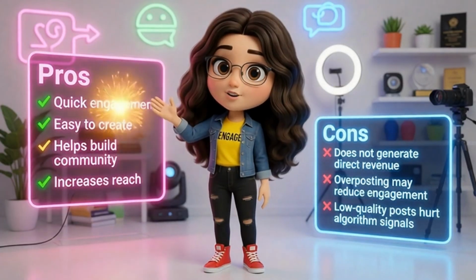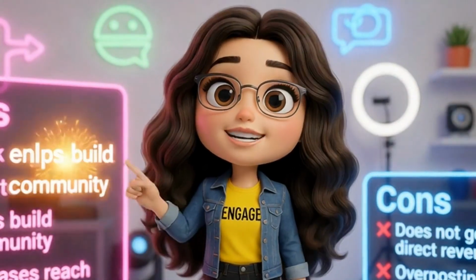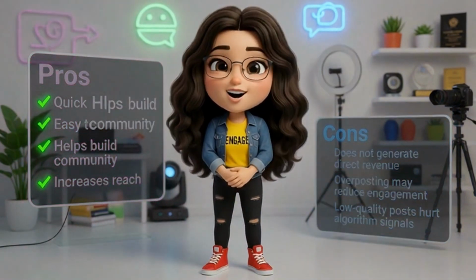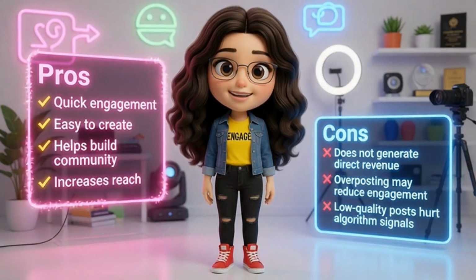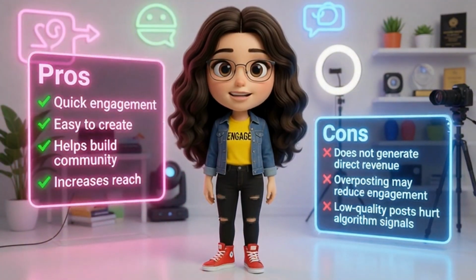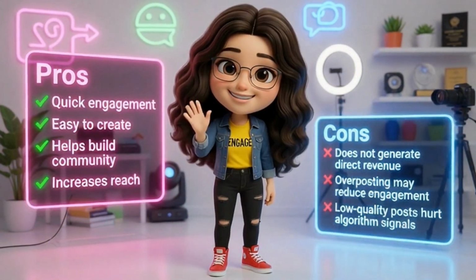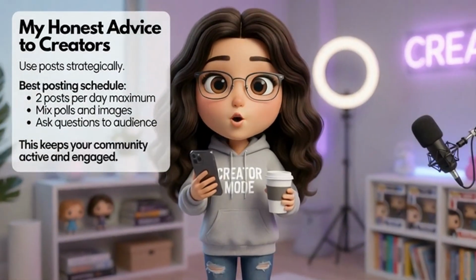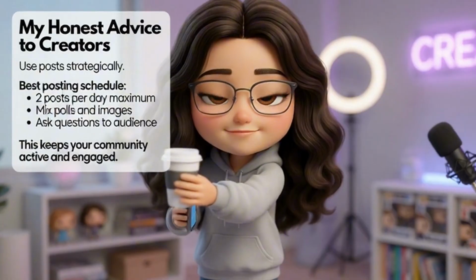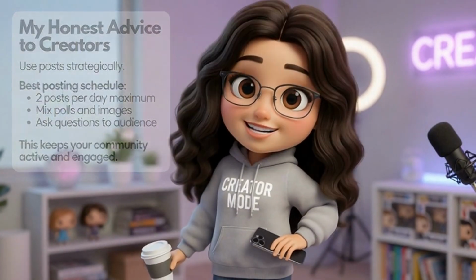Pros and cons. Pros: quick engagement, easy to create, helps build community, increases reach. Cons: does not generate direct revenue, overposting may reduce engagement, low-quality posts hurt algorithm signals. My honest advice to creators: use posts strategically. Best posting schedule: 2 posts per day, maximum. Mix polls and images. Ask questions to audience. This keeps your community active and engaged.